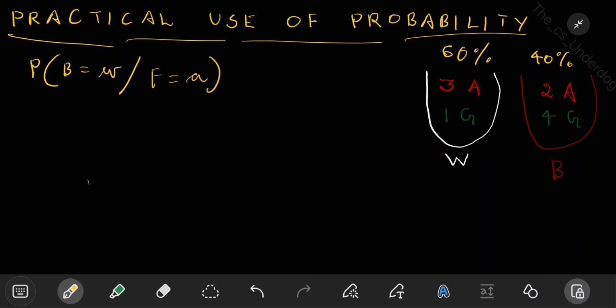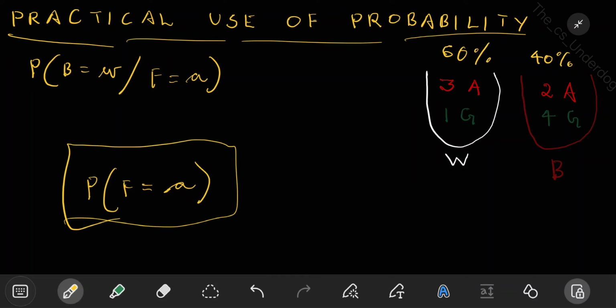So what did we previously find? Irrespective of whatever bag was chosen, you tried to find what is the probability of fruit equal to apple. This time what you're trying to do is that you're saying, I already know that the fruit chosen is apple.